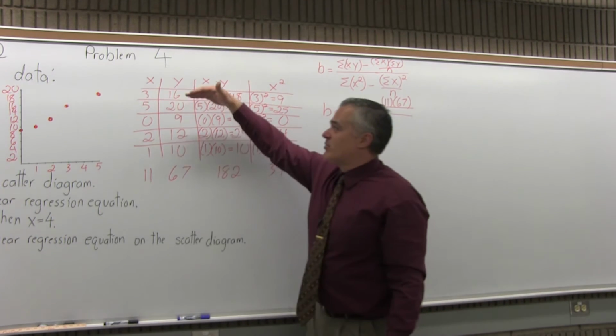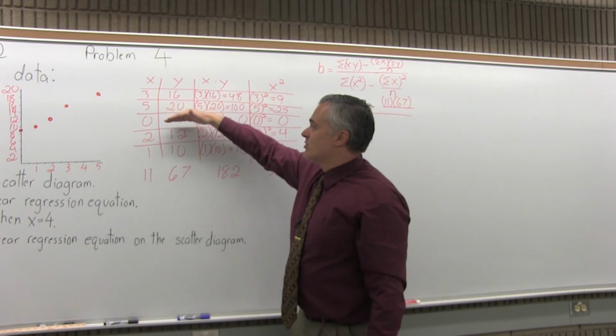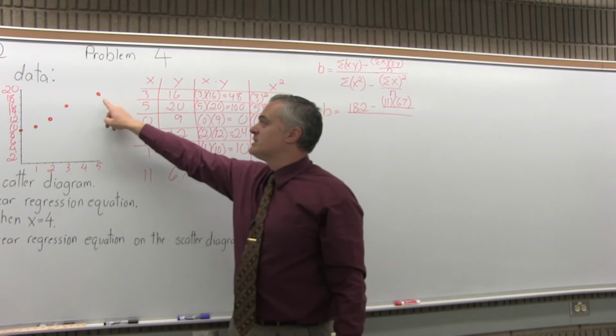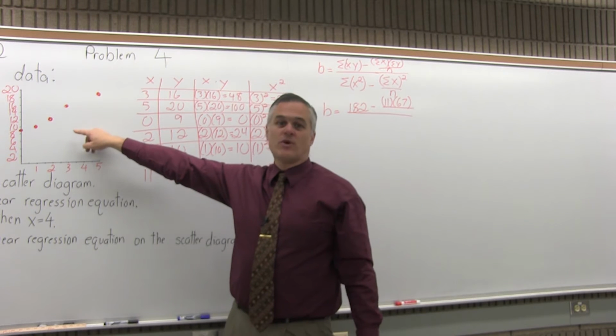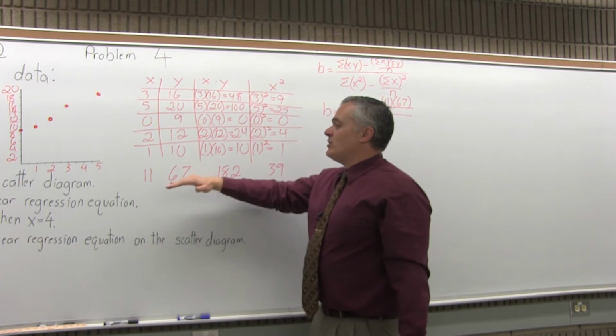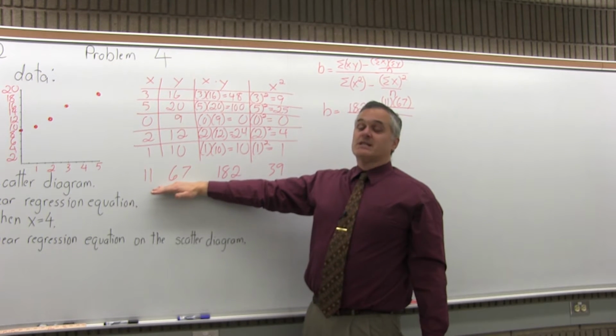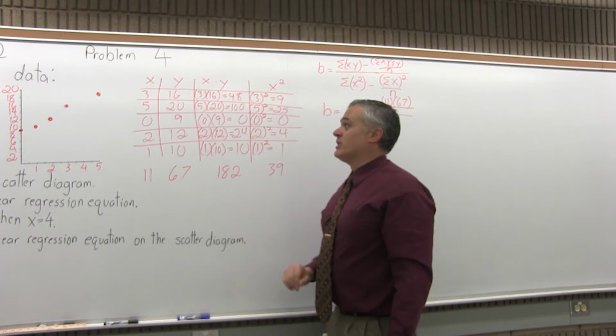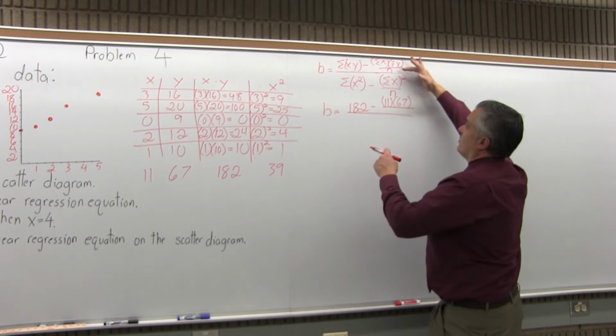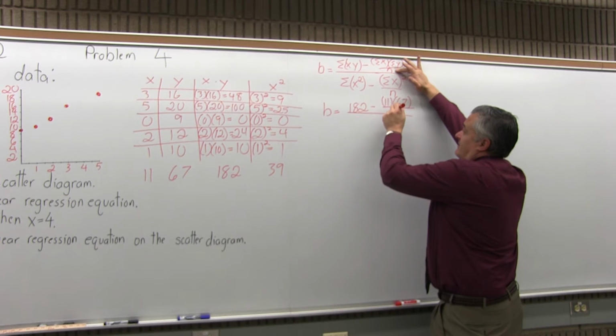So if we count them up, you count rows in your chart, 1, 2, 3, 4, 5, or you could count the points on the scatter diagram, 1, 2, 3, 4, 5 points. Don't count the bottom row for totals. That's not data. That's computation that we put in. So n, number of points, is 5.